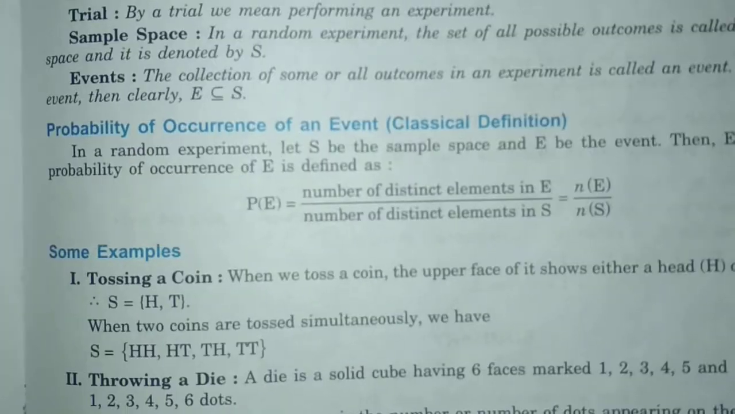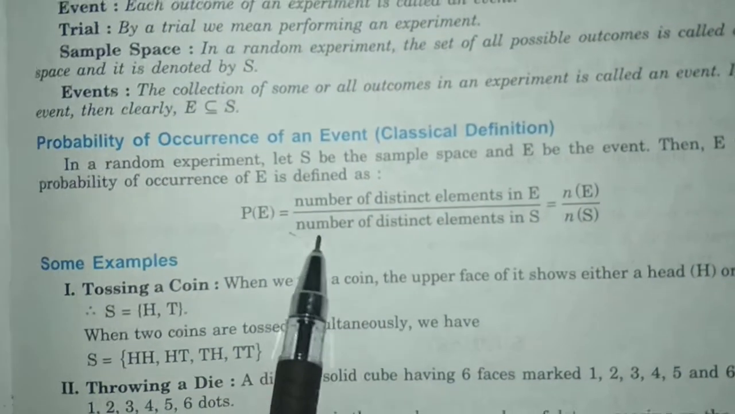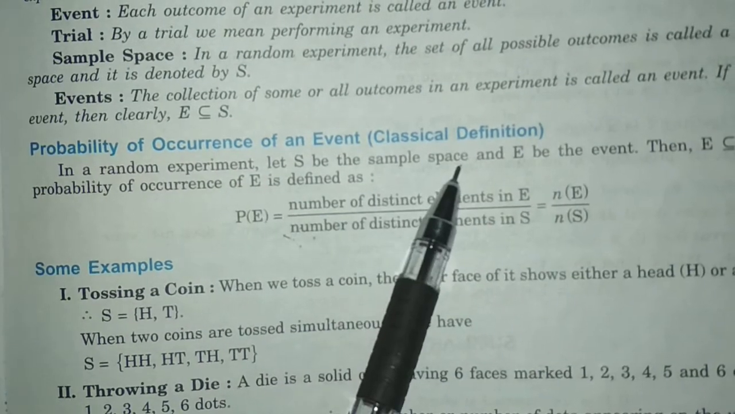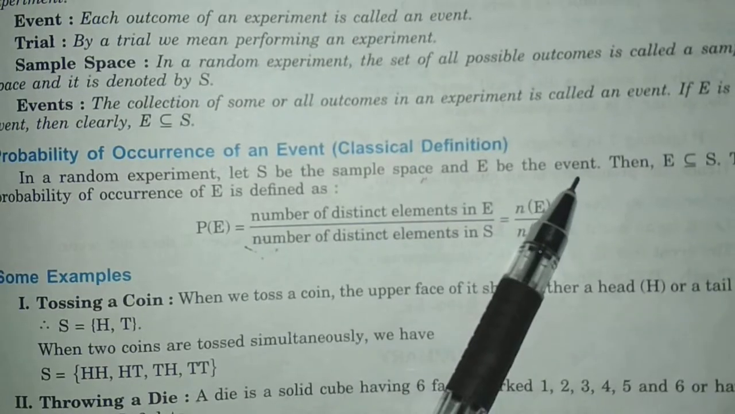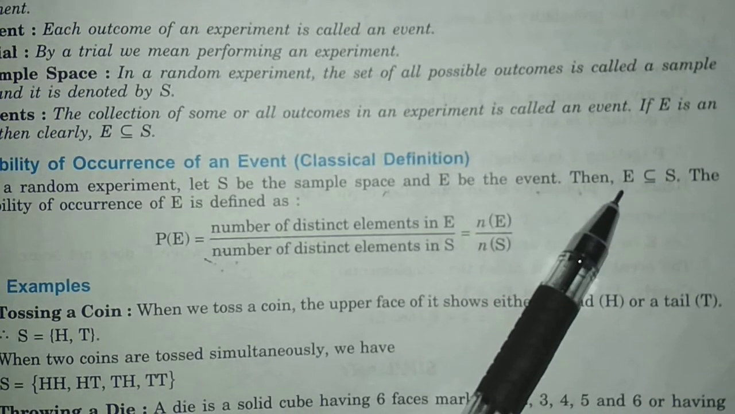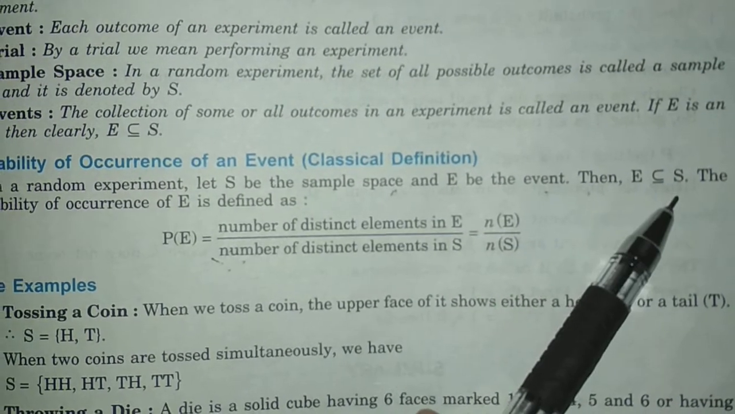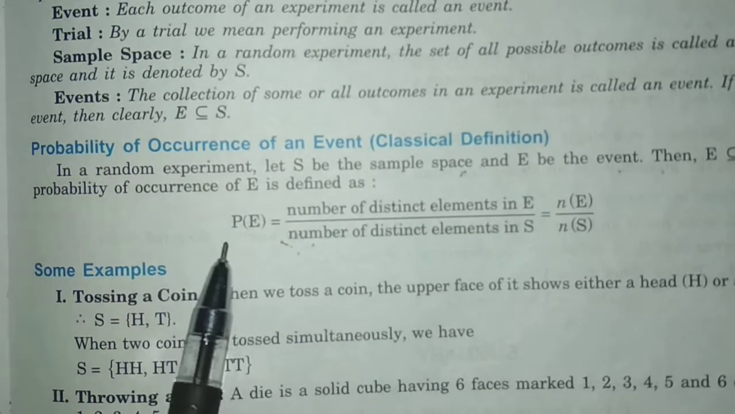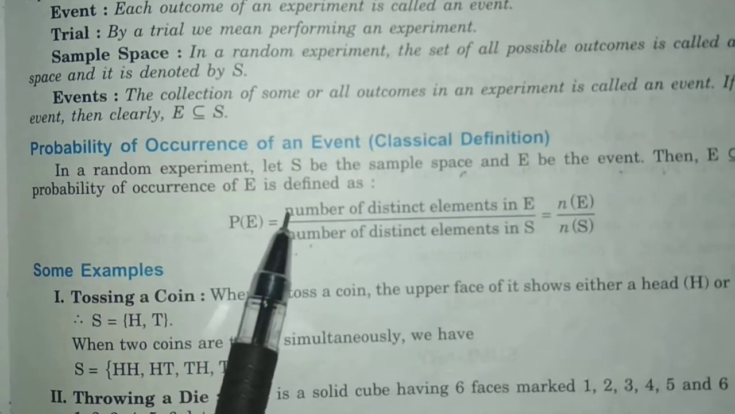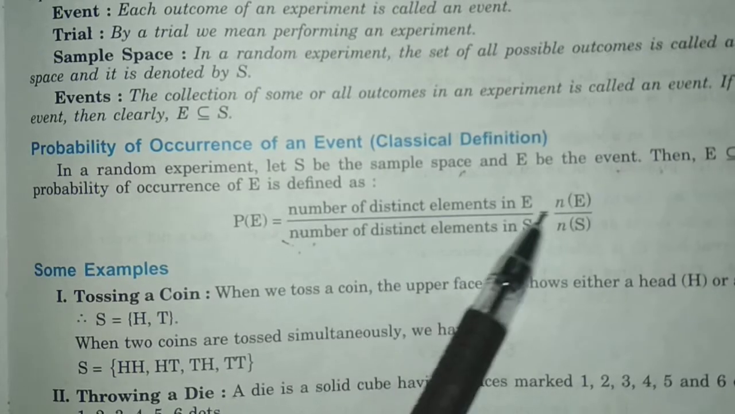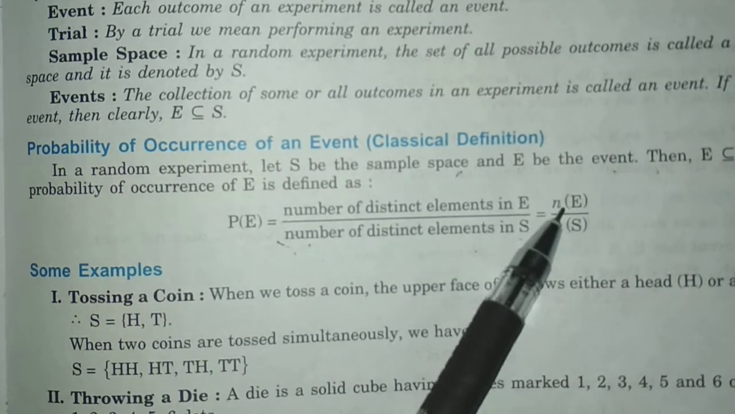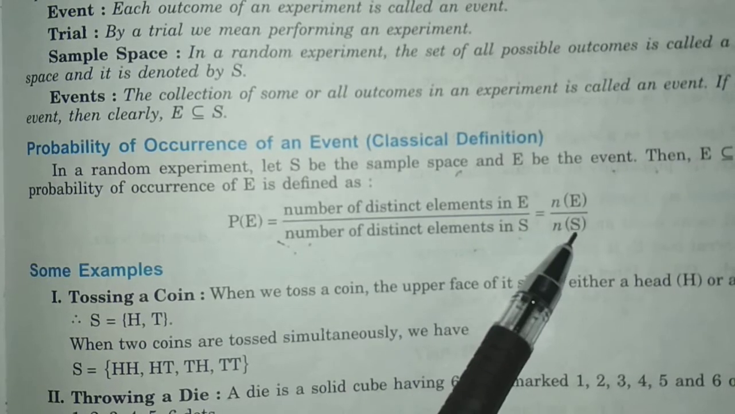So let's see the classical definition. In a random experiment, let S be the sample space, okay, and E be the event. Then E is a subset of S, and the probability of occurrence of E is defined as P of E equals the number of distinct elements in E by the number of distinct elements in S, equals N of E by N of S.